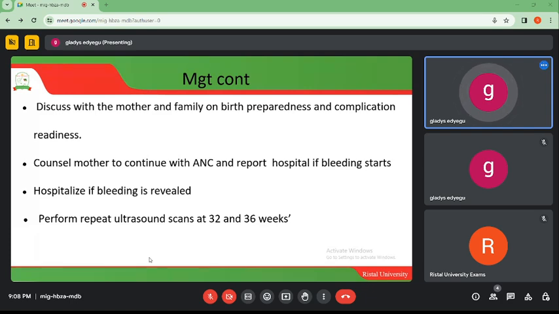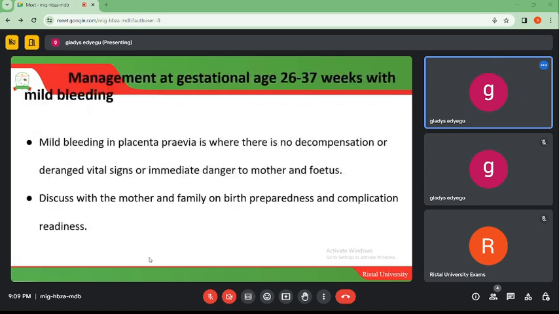So if they did it at the earliest period of gestation, then we have to tell them also to repeat at around 32 and 36 weeks, because in the early pregnancies this placenta is likely to be at the lower part of the uterus, but as the pregnancy grows it can also move to the upper part of the uterus at the fundus. So we can be able to conclusively say this mother has placenta previa at 32 and 36 weeks of gestation.